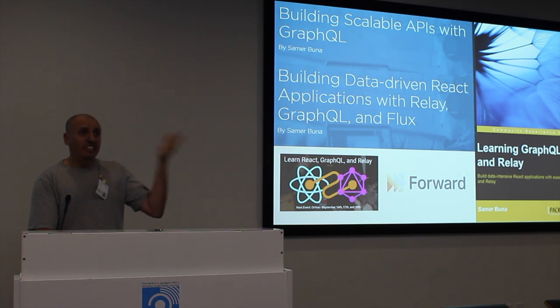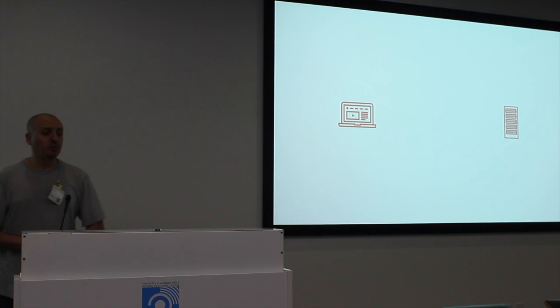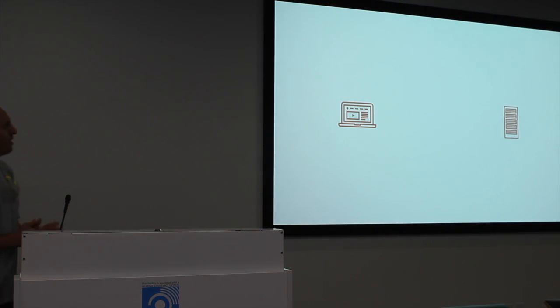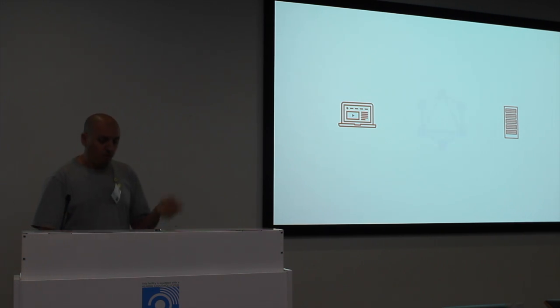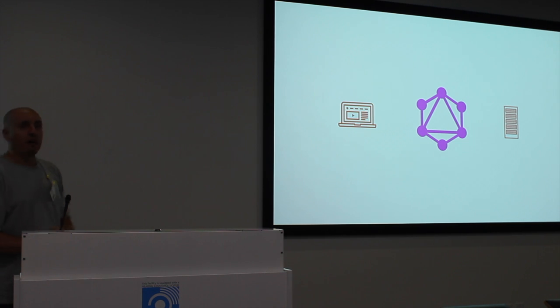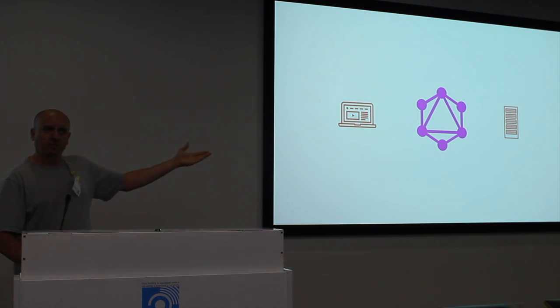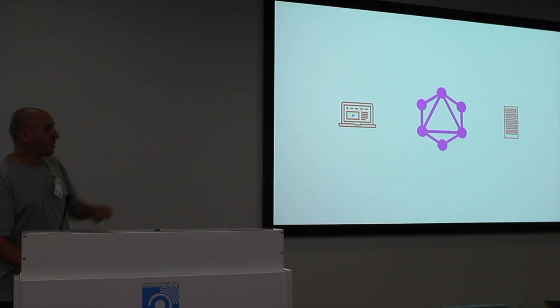So we're going to dive into why. Why do we need GraphQL? We have a client and the server. This is the story, and the client needs data from the server. So we put GraphQL in the middle. Now, with this picture, GraphQL is kind of redundant. Why do we need another layer?